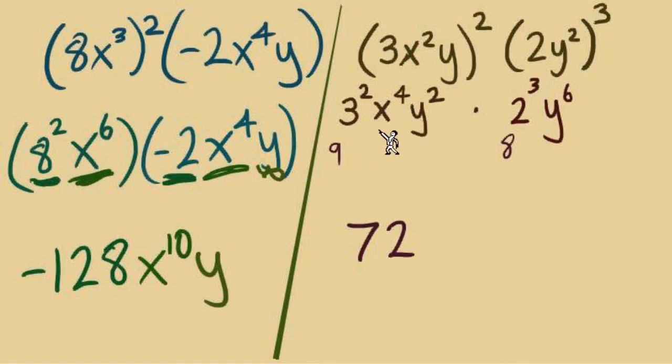Okay, now we have to put our variables together. We do have an x to the 4th here, but no other x to the 4ths, or no other x's at all. Just that x to the 4th, bring that down. We're good. And then y's. We have y to the 2nd and y to the 6th. And we know once we're looking at this multiplication that we add those exponents. Again, there's no way around that. It's going to be funky.